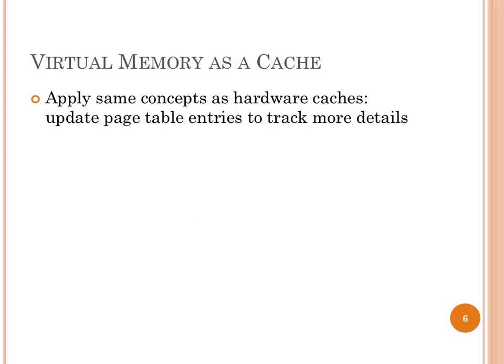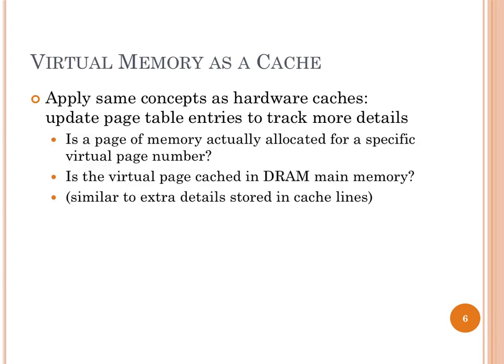Okay, so remember we had our cache lines. We had to have some way of keeping track of what block of data was in the cache line. We had to know if there was even any data in the cache line. We had to know if it had been written to. We had some bookkeeping details like that. So we're going to start applying the same ideas to our virtual memory system.